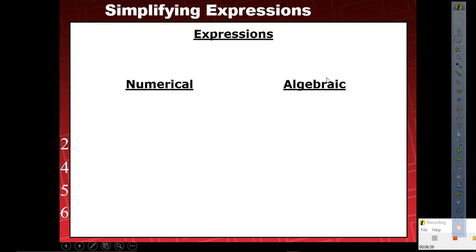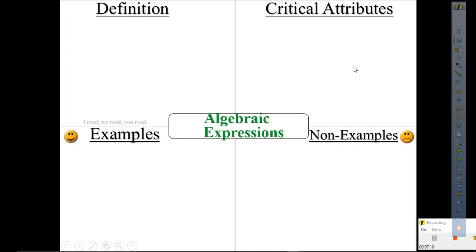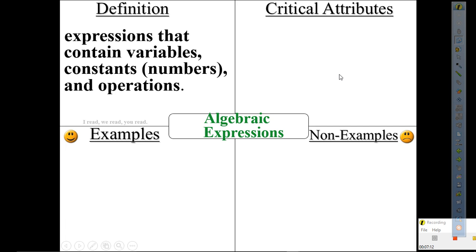So what are algebraic expressions? Write this down. Algebraic expressions are expressions that contain variables, constants, which are numbers, and operations. So let's see, three things. What do they contain? Variables, numbers, and operations. Examples: x plus 3, m minus 7, 2 times y, k squared divided by 5. All those are algebraic expressions. Copy that.